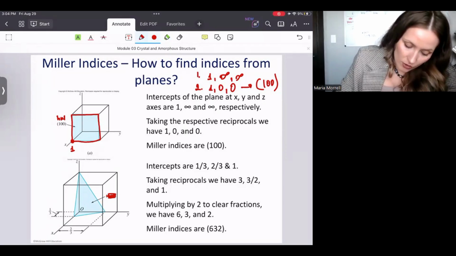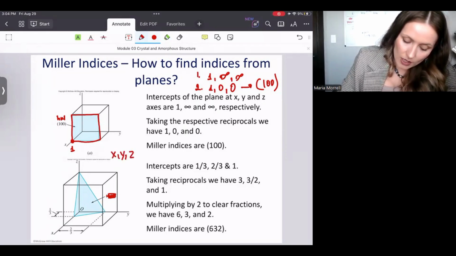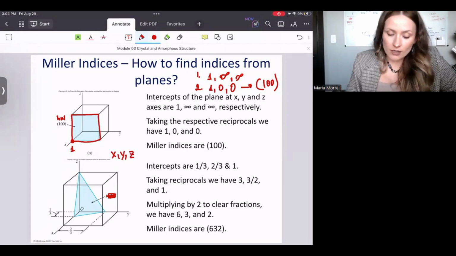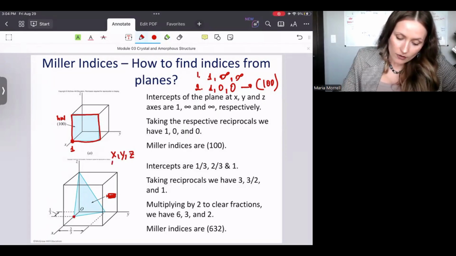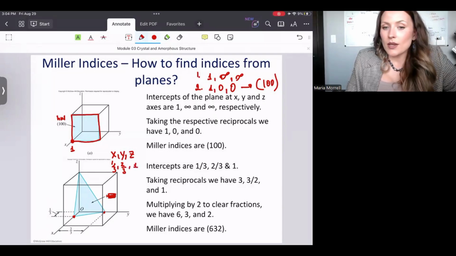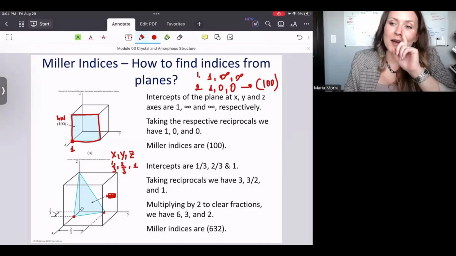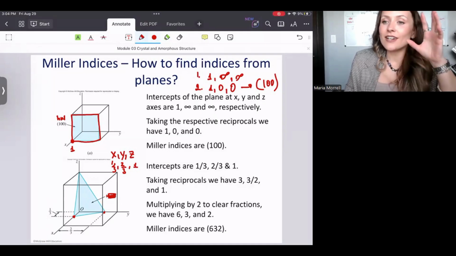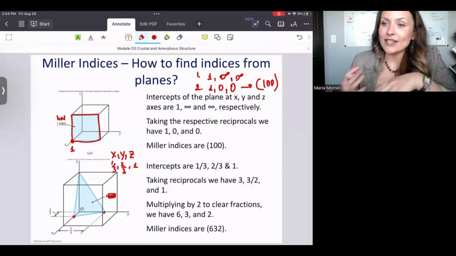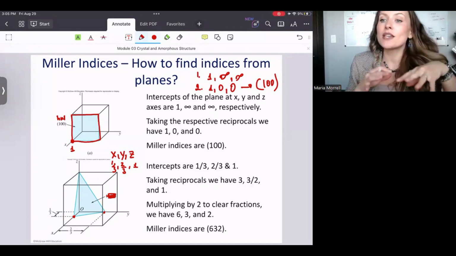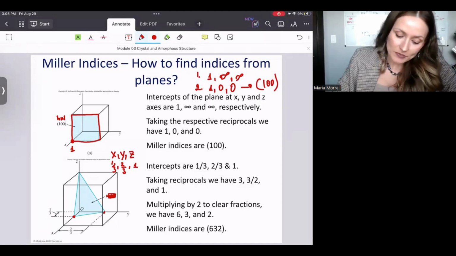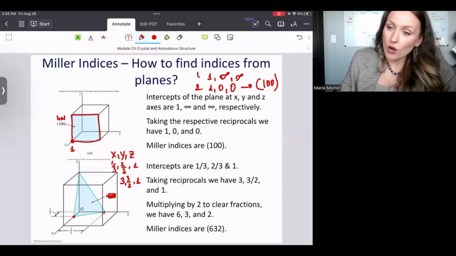So first thing I do, I'm gonna use this little space right here to be able to solve the problem. X, Y, and Z, right? Well, X is 1/3, Y is 2/3, and Z is 1. Next step is take reciprocals, right? Again, it is a very, very common mistake when students rush and they start clearing the fractions, right? But before we get there, we need to make sure that we take reciprocals. So reciprocals are going to be 3, 3 over 2, and 1.